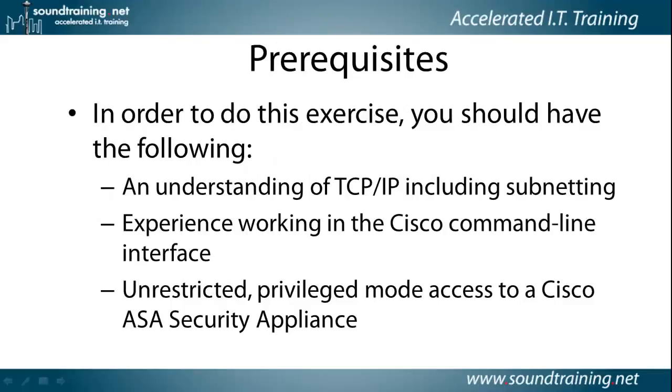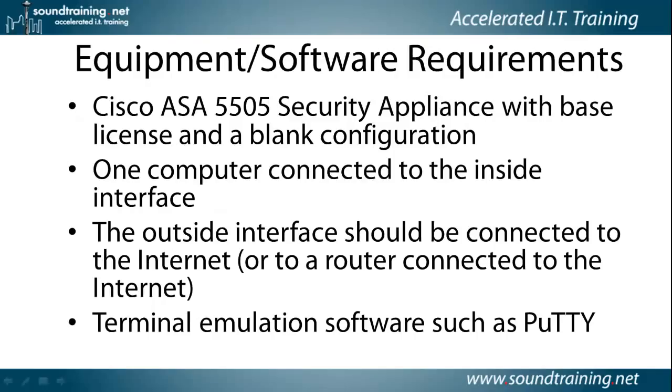Prerequisites. In order to do this exercise, you should have the following: an understanding of TCP/IP, including subnetting, experience working in the Cisco command line environment, and unrestricted privilege mode access to a Cisco ASA security appliance. The equipment software requirements: we're using a Cisco ASA 5505 security appliance with base license and a blank configuration.